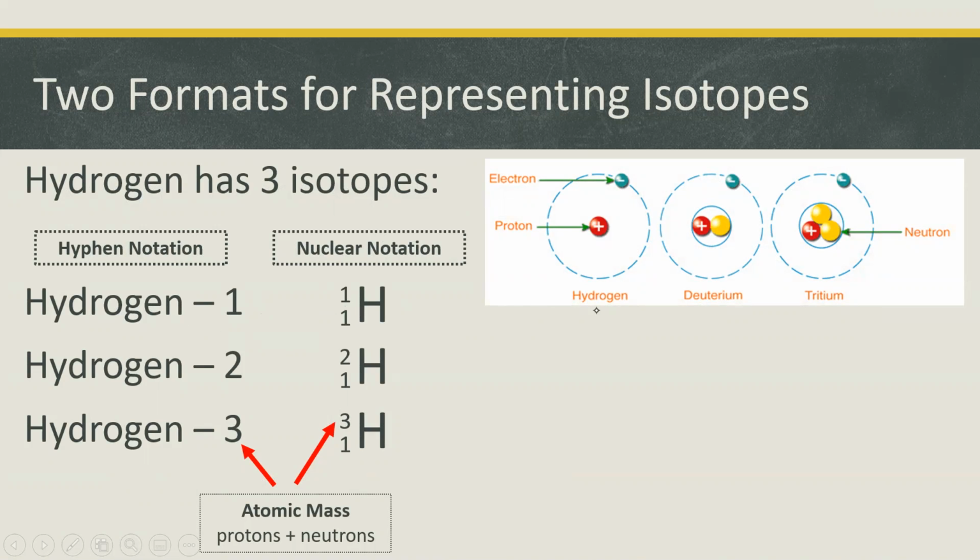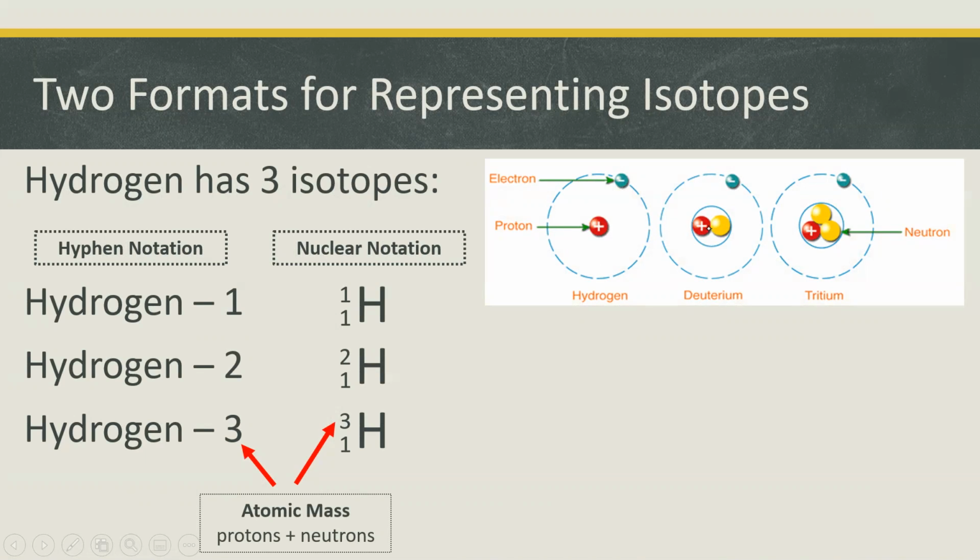So if you look at these, hydrogen has three isotopes. The first isotope, hydrogen 1, there is one proton, the atomic number 1, and there's one electron. Okay, so that's the atomic mass. And notice there are no neutrons. So the atomic mass is 1 from one proton, and the atomic number is 1 because there's one proton and there's one electron. They're the same number.